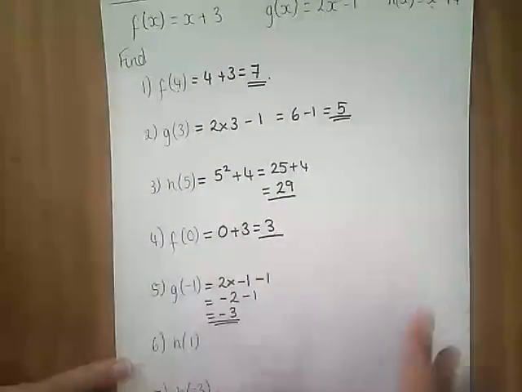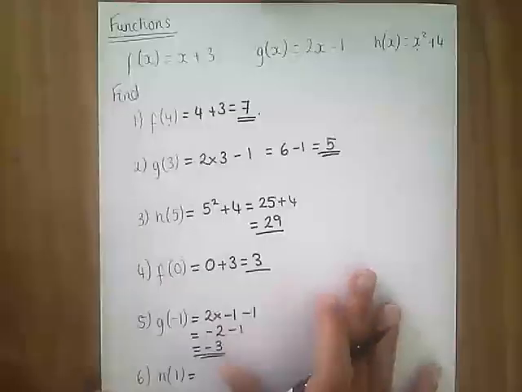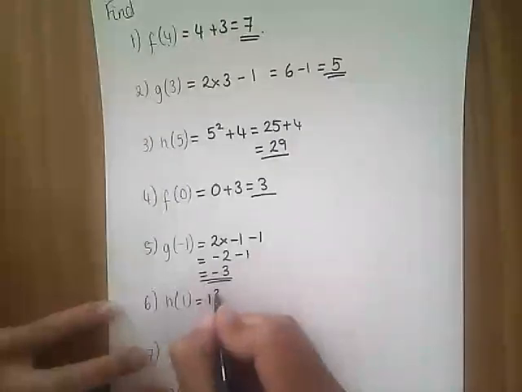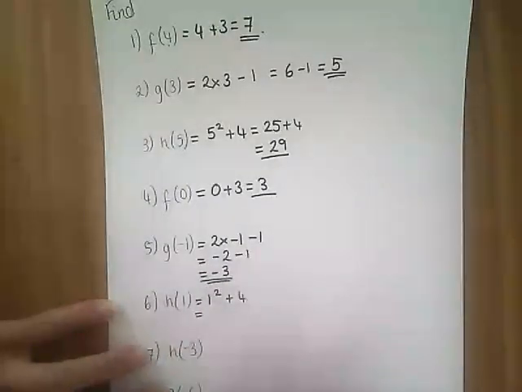Okay, h of 1. H, remember, is x squared plus 4. So we've got to do 1 squared plus 4. 1 times 1 is 1, so 1 squared is 1. 1 plus 4 makes 5.